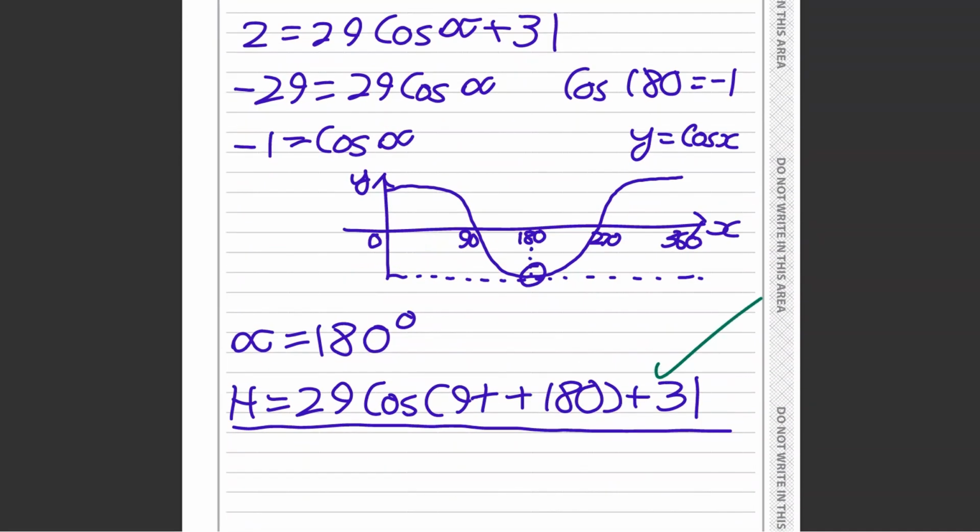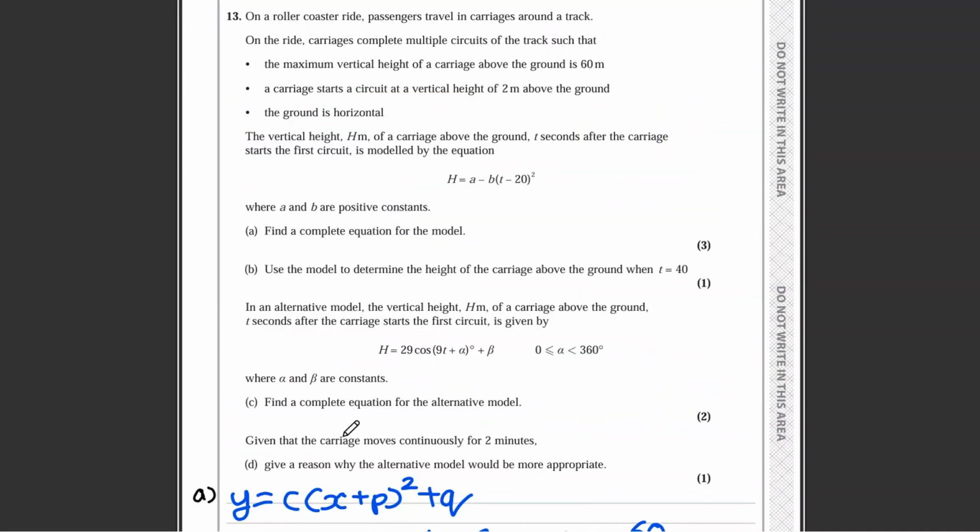Okay, and then for part D, we're told that given that the carriage moves continuously for 2 minutes, we need to give a reason why the alternative model would be more appropriate for 1 mark. So this is this second model here, okay? So let's compare the 2 models. So this one here is a quadratic, which, as we already talked about, is a negative parabola. So it's going to look like this here, where this model here is trigonometric, so as it has this cos here, it's going to oscillate, so it's going to look something like this here.